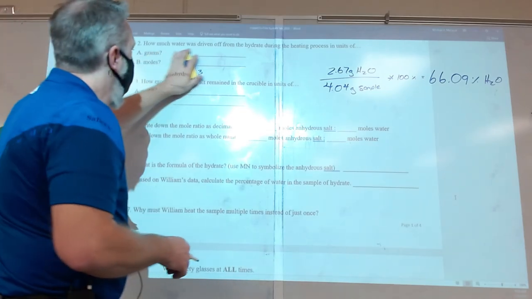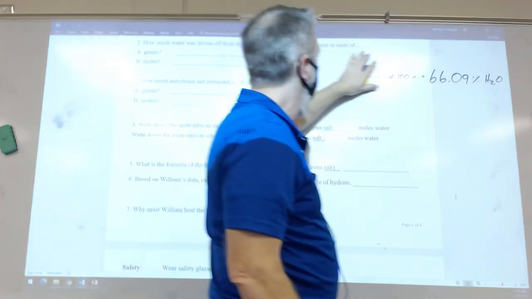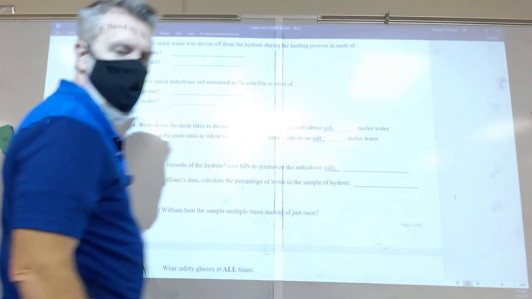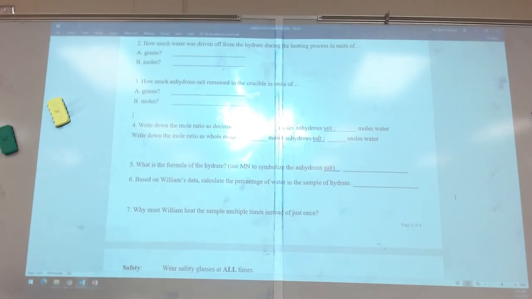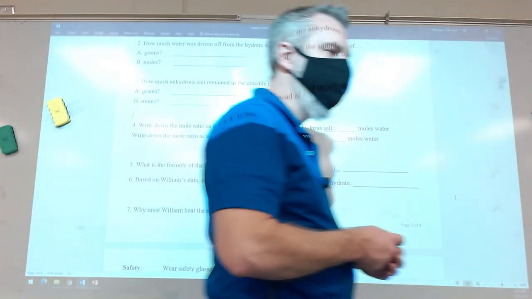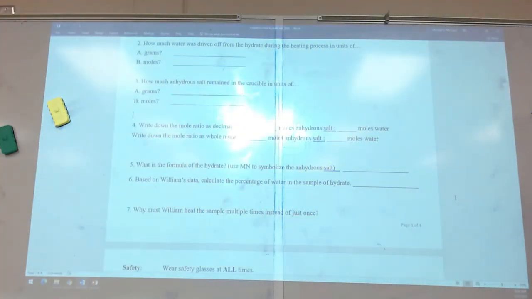All right. I got a logic question here. Why does William need to heat the sample multiple times instead of just once? Why is that? Okay. Following up on that, he needs to make sure what? All the water gets evaporated. Yeah, he needs to make sure all the water gets evaporated, not just the first pass, but all of it.